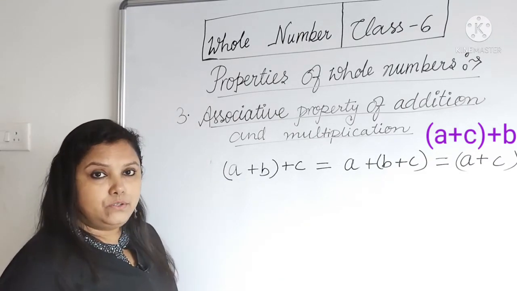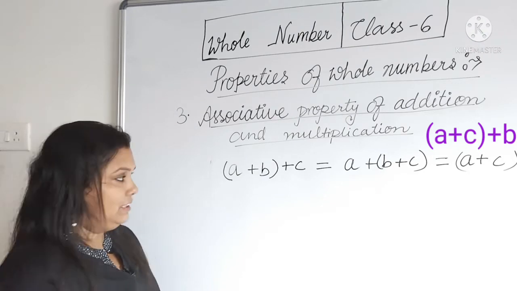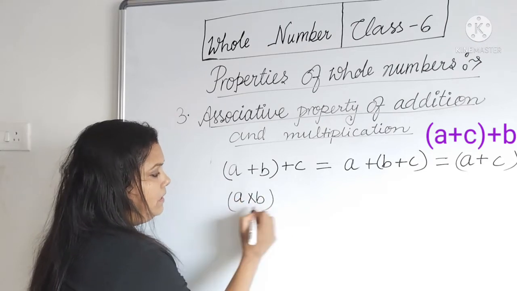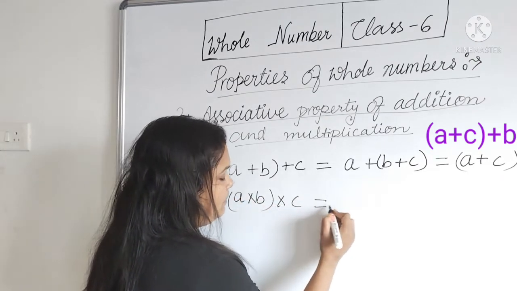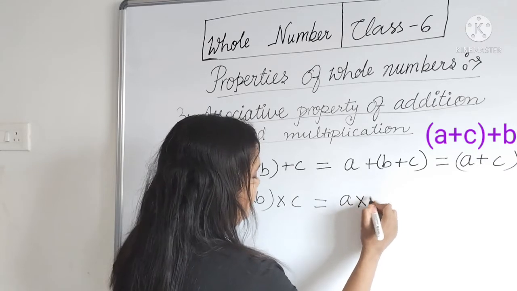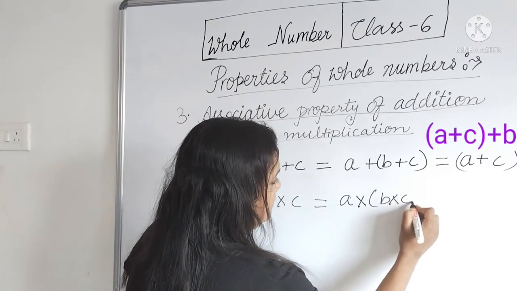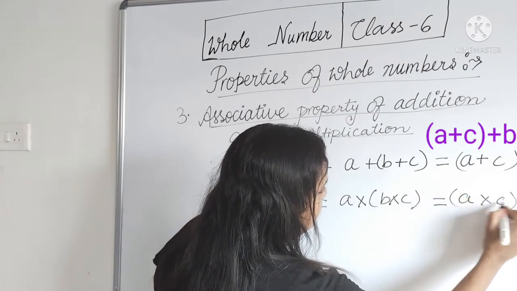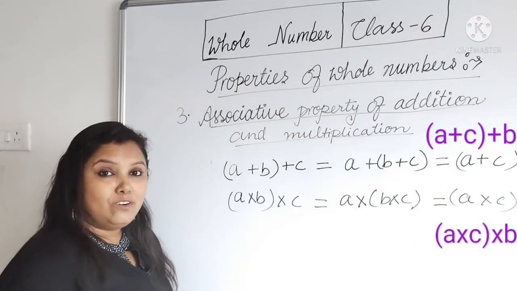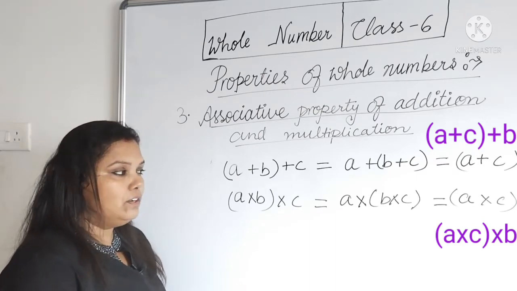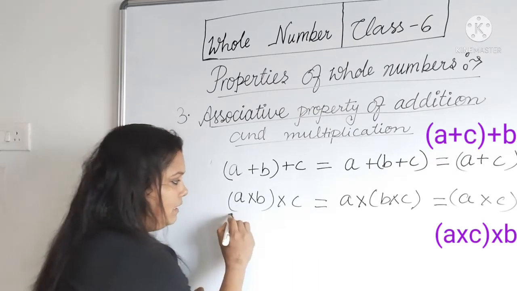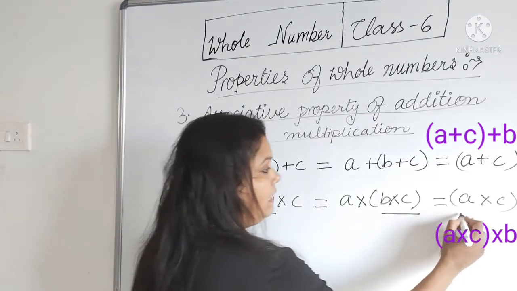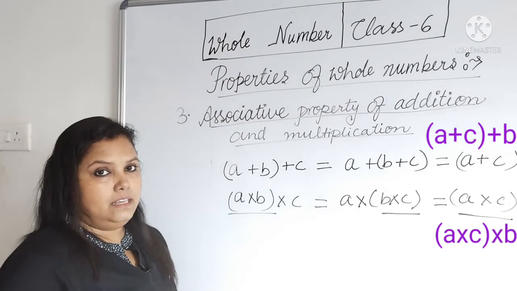It is similarly true for multiplication also. So let's see, A multiplied by B multiplied by C will be equal to A multiplied by B multiplied by C, equal to A multiplied by C and then multiplied by B. Here also we are changing the grouping. The grouping is different. Here A and B is in one group, here B and C is in one group, and here A and C is in one group.